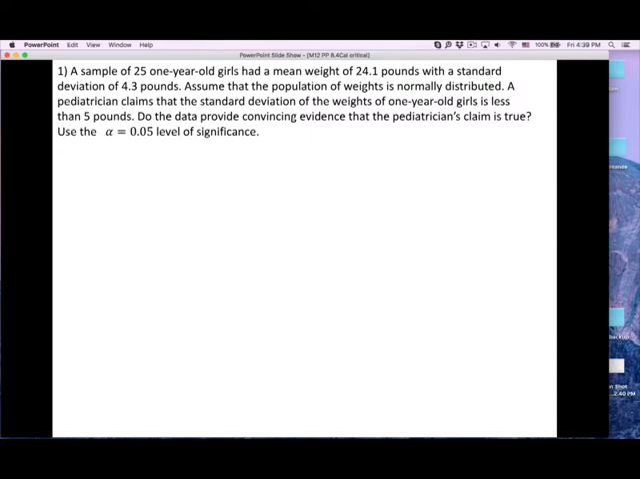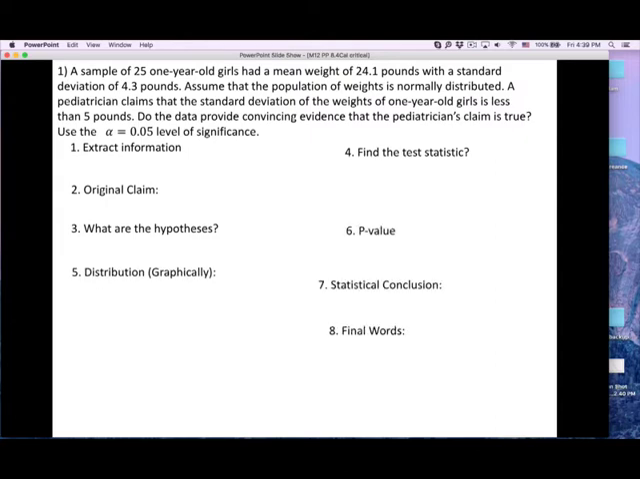Okay, example 1. A sample of 25 1-year-old girls had a mean weight of 24.1 pounds with a standard deviation of 4.3 pounds. Assume that the population of weights is normally distributed. A pediatrician claims that the standard deviation of the weight of 1-year-old girls is less than 5 pounds. Do the data provide convincing evidence that the pediatrician's claim is true? Use 0.05 level of significance. So we'll be using the 8-step to perform the p-value test.